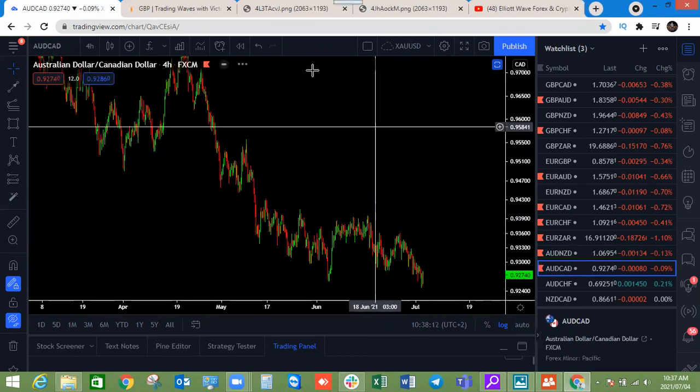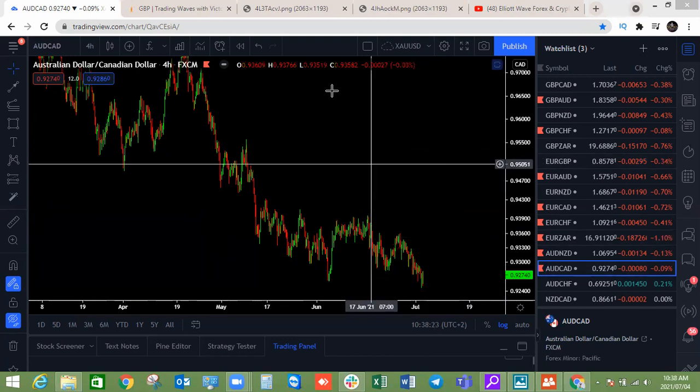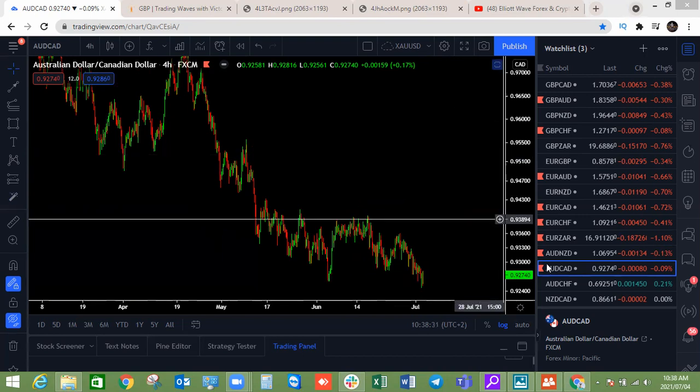AUDCAD has retested this level. We've been looking for it to retest this level. Do we now get a bounce here with these 3 waves? That is the expectation, that we get a bounce there. I'll be expecting a bounce there on EURCAD. It's not going to be a surprise to see this one breaking lower first and then bouncing up here. That usually happens to give us this structure here on AUDCAD.